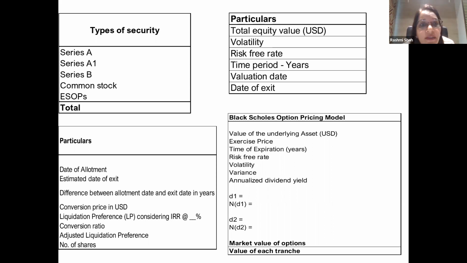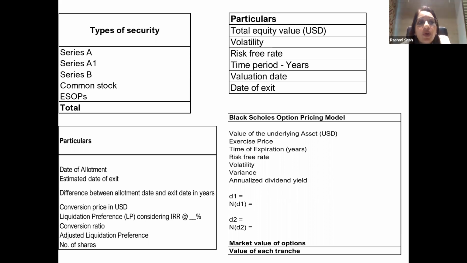So the back solve method will be applicable when the company has recently undertaken a funding transaction at an arm's length pricing between two parties. It is considered to be a reliable indicator of the current value because it benchmarks the original issue price of the company's latest funding transaction. Okay, because the original issue price is generally negotiated between two parties, so we can consider that to be a fair value.